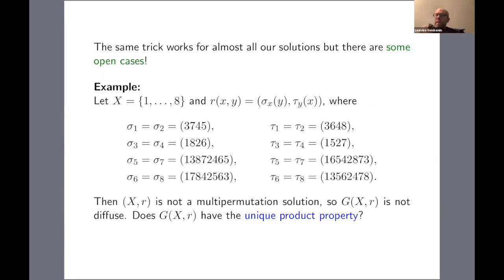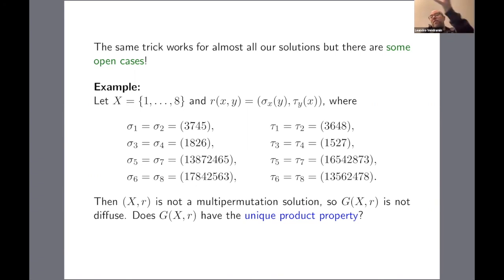So it's not only that I don't know whether in general the structure group of a solution has the unique product property, but also I know these are very good candidates to answer that question, right? So I have a very explicit group, which is not diffuse because my solution is not multi-permutation. This is a consequence of the theorem that Victoria and I proved. But I don't know whether this group has the unique product property or not. And it is quite interesting because it is very explicit, right?